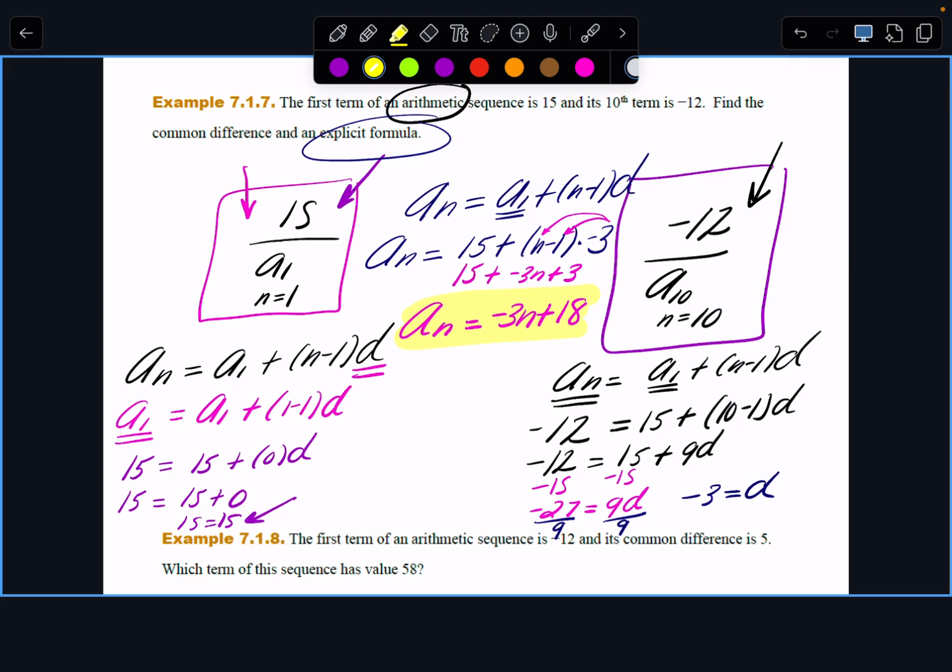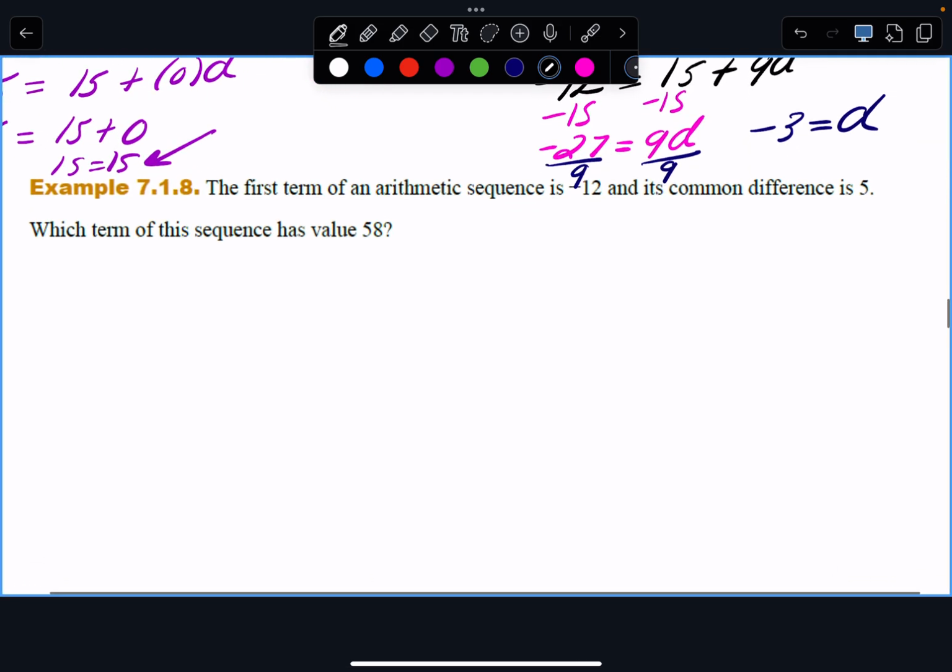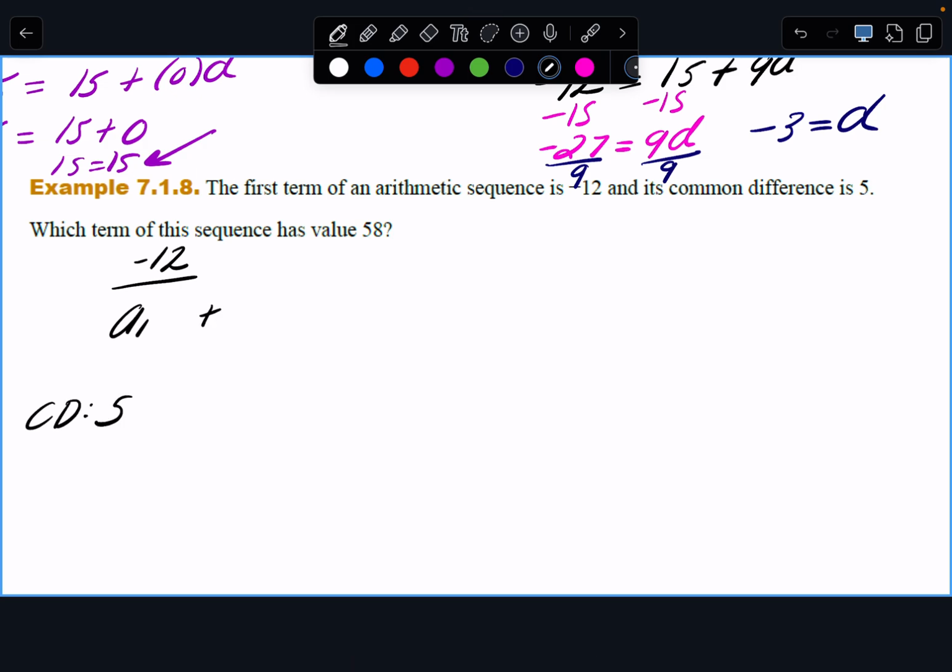Okay, now watch, because it's not always going to be that easy. Look at the next one. It says the first term is negative 12. I hope everyone's paying attention. A sub 1 is negative 12. And the common difference, so I'm going to write myself a note, common difference is 5. So what does that mean? We're adding 5 each time. It says which term, so it's a sub n, we don't know. It says which term will be value 58. So this is my visual aid.